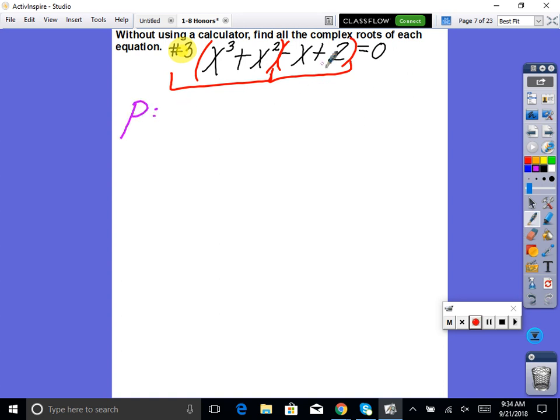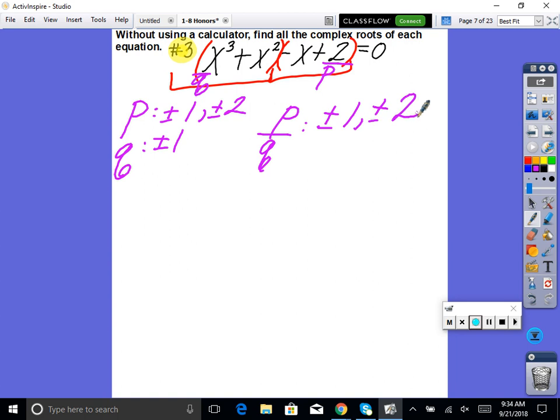So factors of P. Factors of Q. So plus or minus 1, plus or minus 2. Q is plus or minus 1, so P over Q would just be 1 and 2. Okay, there's not that many, so I'm just going to probably just start testing. But honestly, I can see how many positive? 1, so I guess I'll test the positives first.